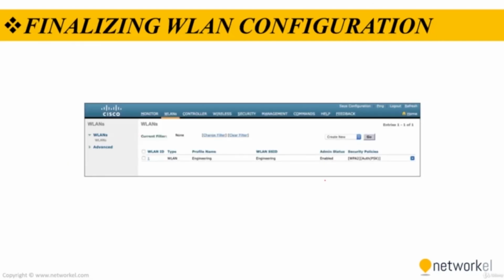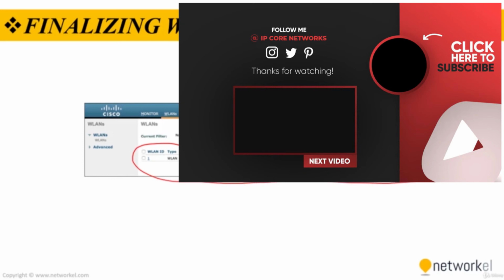And finally, when you are satisfied with the settings in each of the wireless local area network configuration tabs, you can click the Apply button in the upper right corner of the wireless local area network edit screen. The wireless local area network will be created and added to the controller configuration, and in here you can see we created a new wireless local area network. WLAN ID is WLAN 1, type is WLAN, our profile name and the WLAN SSID is set to engineering, and admin status is already enabled, and here are the security policies.